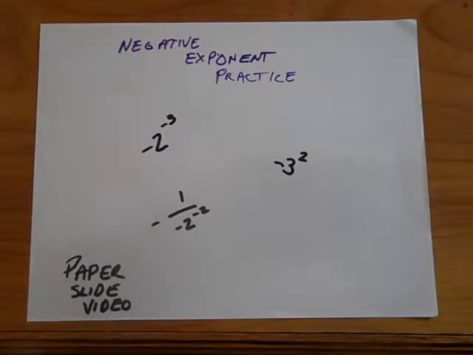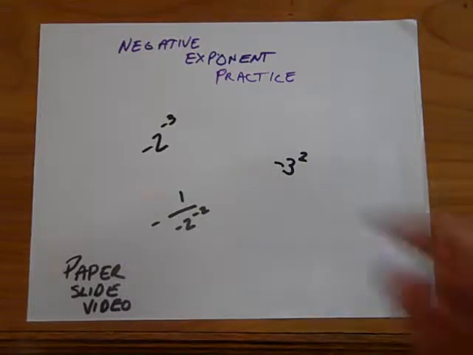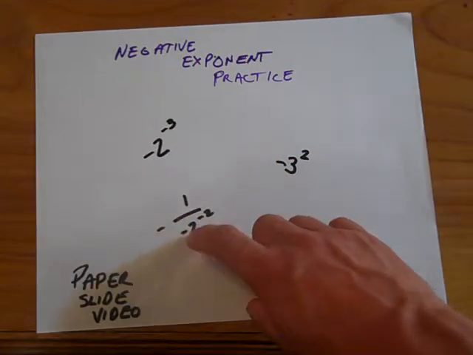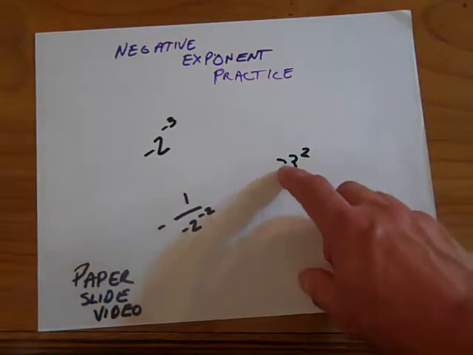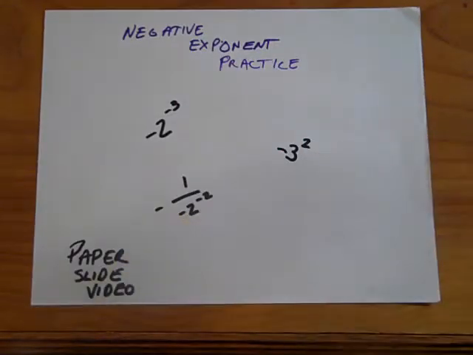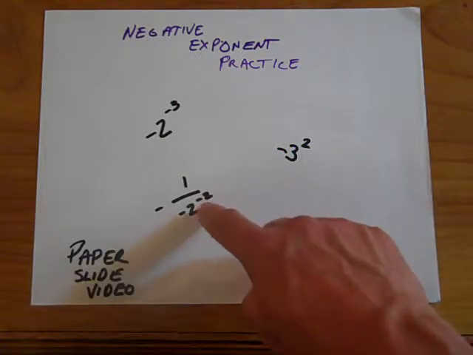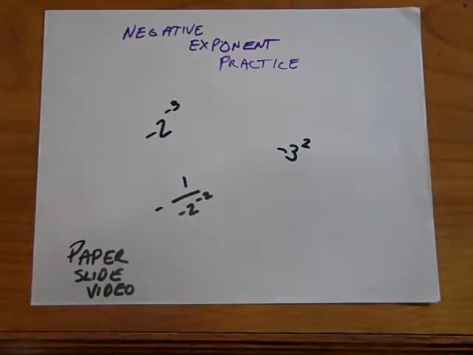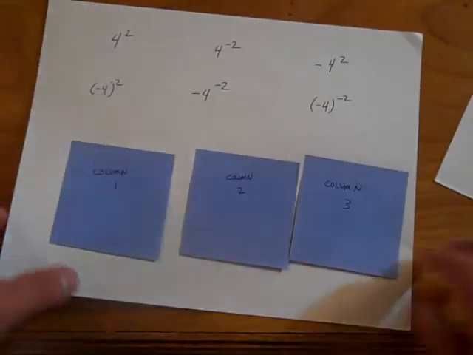Alright, today we're going to continue our discussion on exponents, but we're going to go into negative exponent practice. And again, you'll see any number of exponents shown here. Negative 2 raised to the negative 3 power, negative 1 over negative 2 to the negative 2, and negative 3 squared, where it's the opposite of 3 squared. And again, negative exponents are these two, the ones that have the negative sign up in the exponent. And again, we're going to go right to practice.